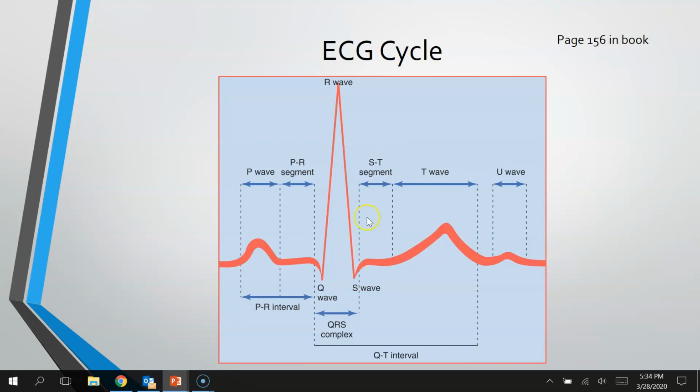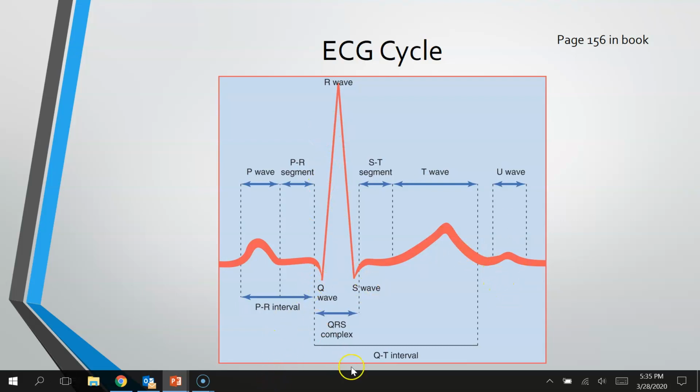Okay, we've got the ST segment. Remember, it goes from the end of one wave to the beginning of another. We then have the T wave, which is that final positive inflection, and then here we have the U wave. Now there's a lot of times we really don't see the U wave. It's very, very minimal, so you may not see that. But we usually always see the P, QRS, and the T wave.